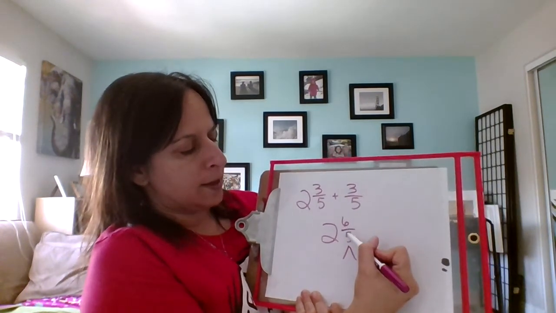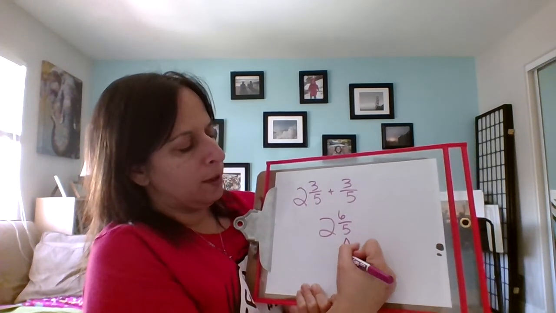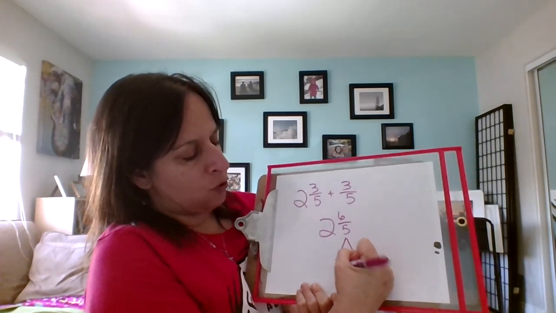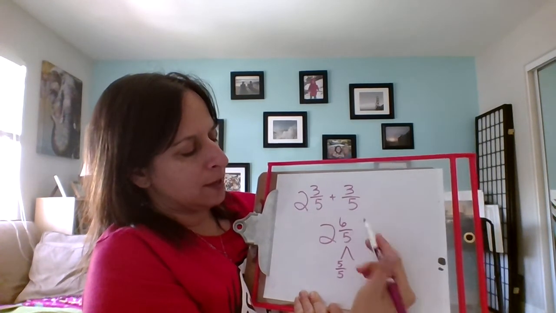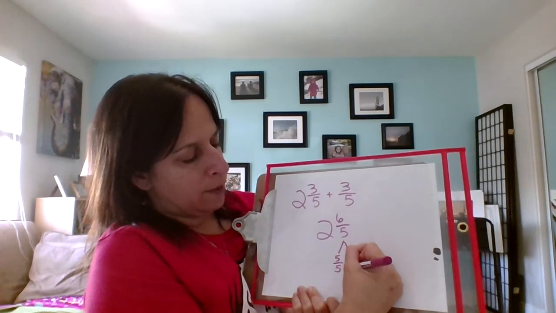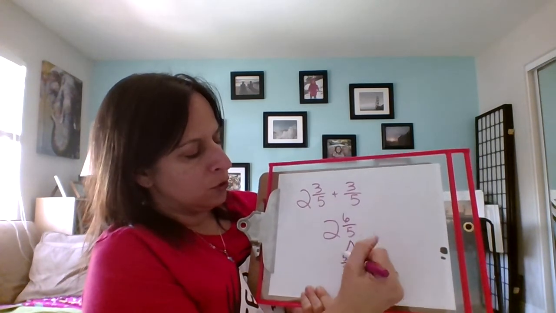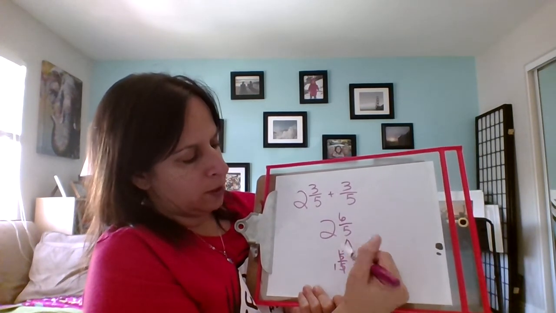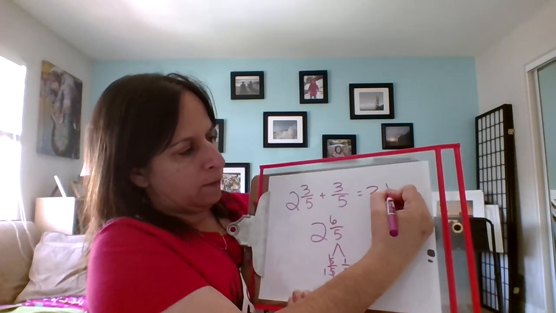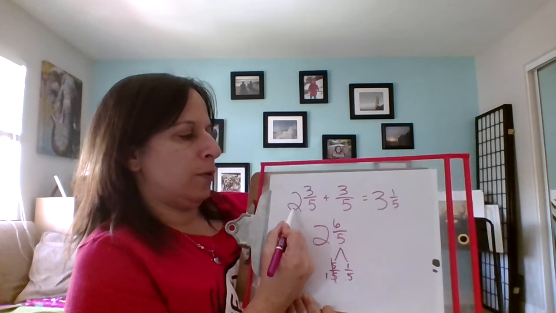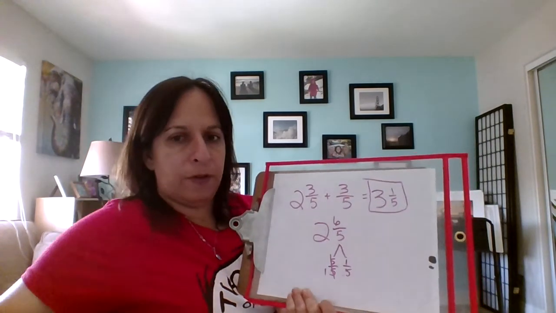And when we break that down, how many fifths do we need for a whole? Well, we need 5/5 to make one whole. If I take 5 away from 6, I'm left with 1/5. Okay, so 2, this becomes 1, so 2 plus 1 is 3, and 1/5. So 2 and 3/5 plus 3/5 is 3 and 1/5.